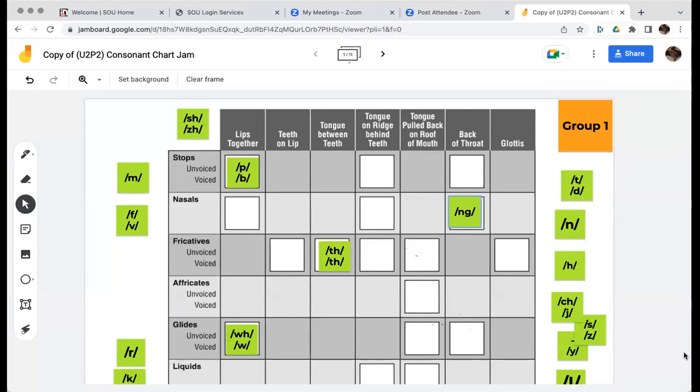So, you can see that NG is under back of throat and also nasal, and that P and B are lips together and stops because we stop the air and let it out in a puff. And WH are glides, and TH is a fricative with the tongue between the teeth. Okay, does this chart make more sense now?